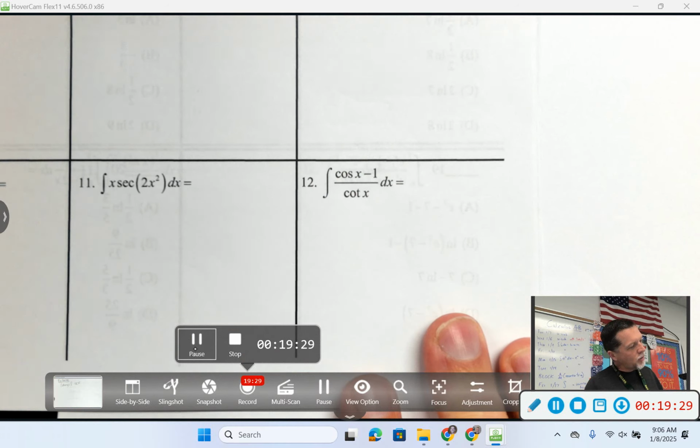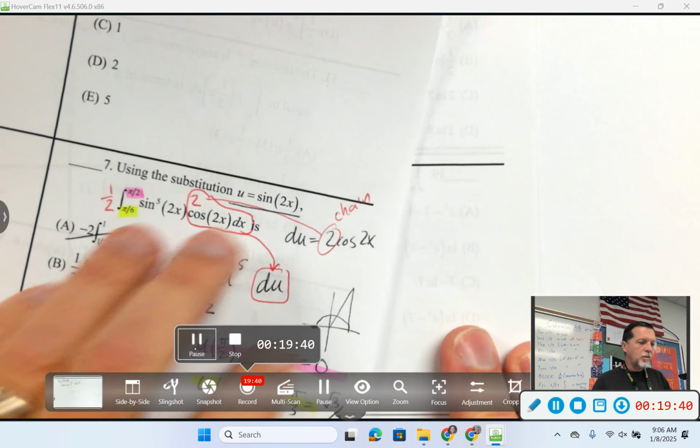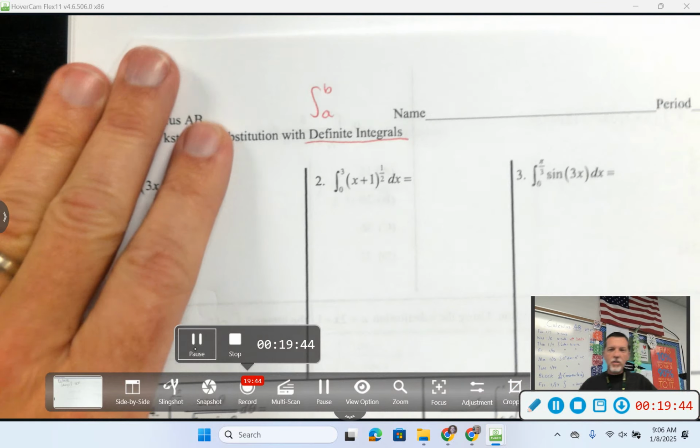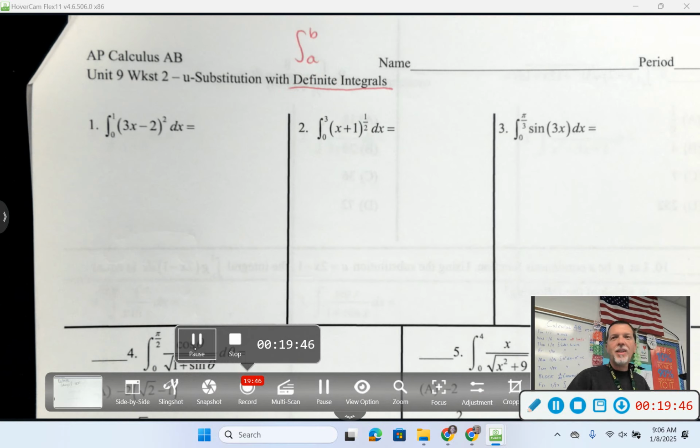Okay, I think the rest are more straightforward. There's another one like 10 and 11 where it tells you what u should be, so those aren't too bad. We can work on those tomorrow. So assignment today, worksheet 2. Again, get back on track, keep up with the homework so that you're prepared as we go. So, yeah.